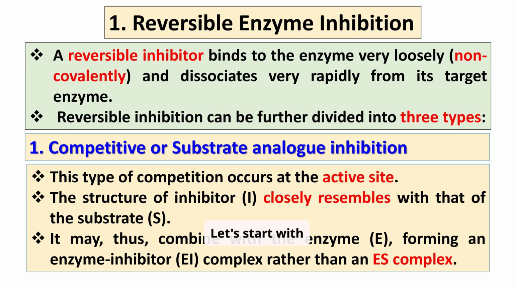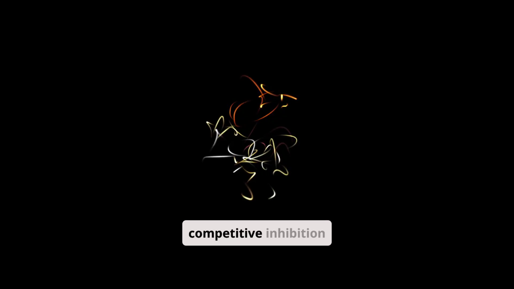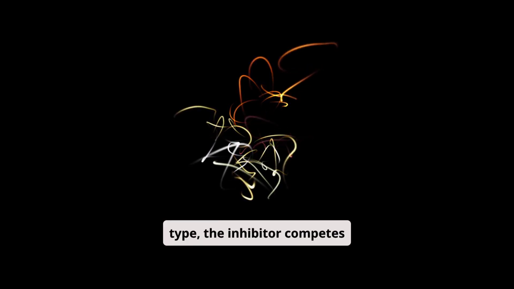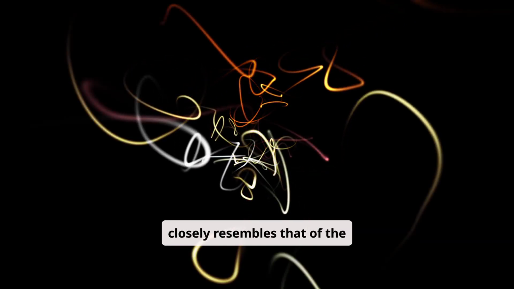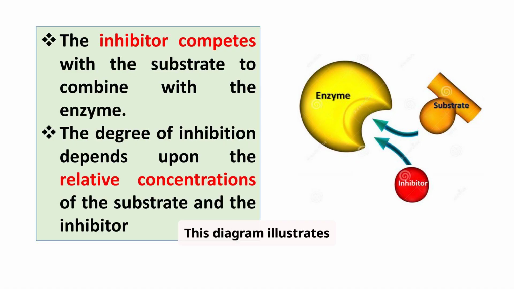Let's start with reversible enzyme inhibition. These inhibitors bind loosely to the enzyme and dissociate rapidly. We'll focus on competitive inhibition first. In this type, the inhibitor competes with the substrate for the active site, often because its structure closely resembles that of the substrate. This diagram illustrates the competition between the substrate and the inhibitor for the enzyme's active site.